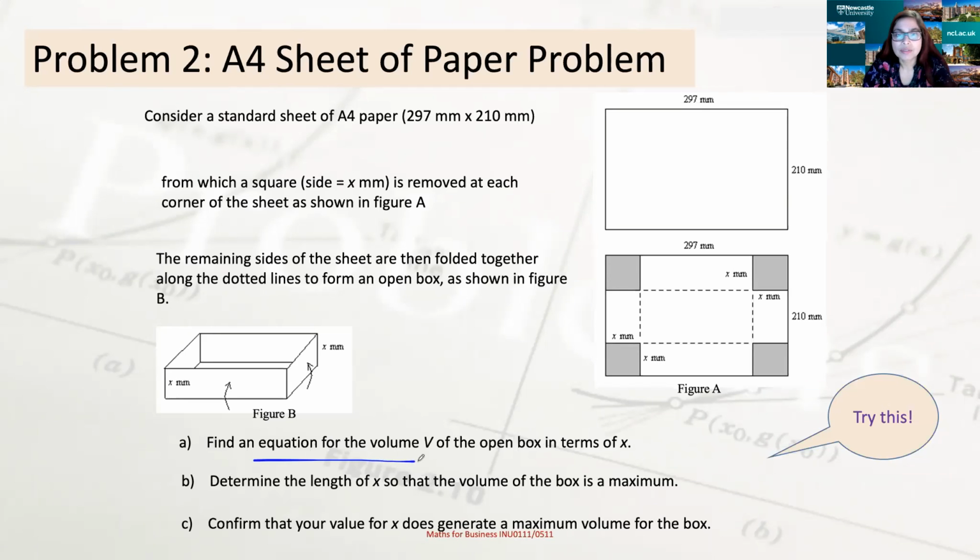So here you have to find the equation of the volume of the box and then determine the volume of the box when it's maximum, and confirm that it is maximum. Just like the one example we did.